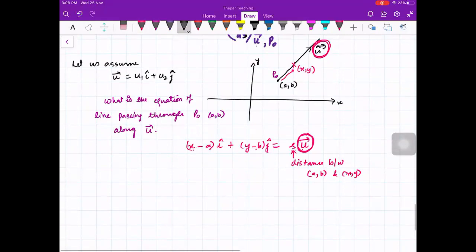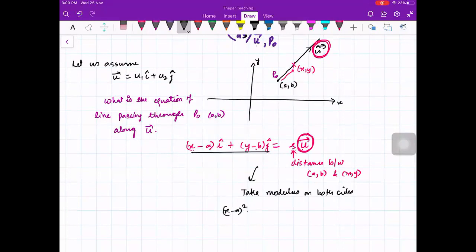Can you see that? Because if you take the modulus on both sides, what is the modulus of this? That will be the square root of (x minus a) squared plus (y minus b) squared. And what will be the modulus of this? That will be s, because u vector is a unit vector, so its modulus is 1. So this s here is the distance between (a, b) and (x, y).